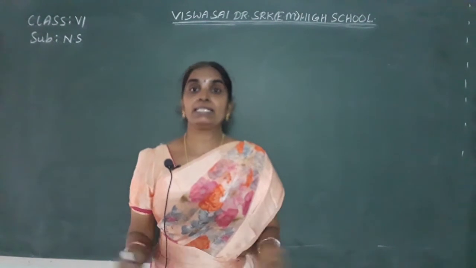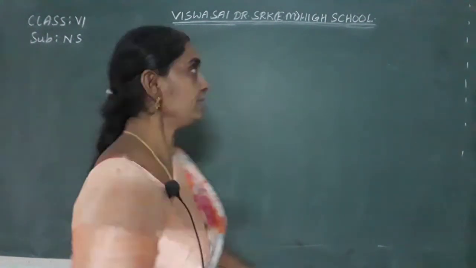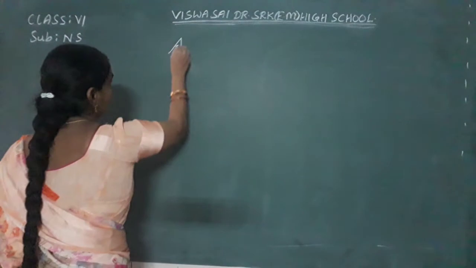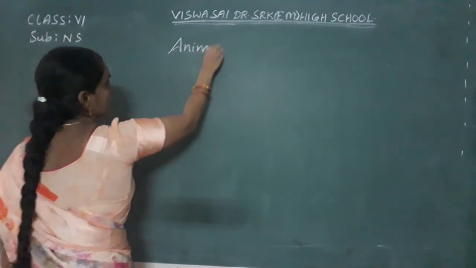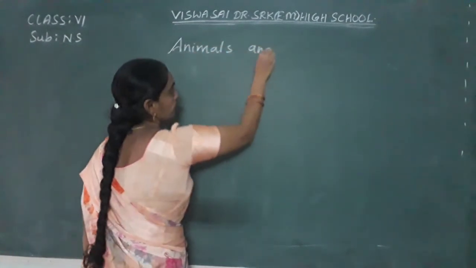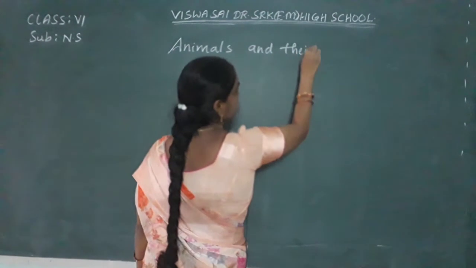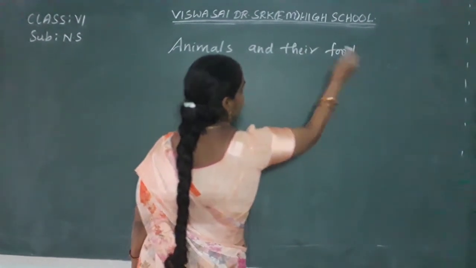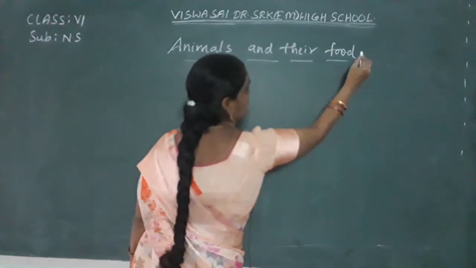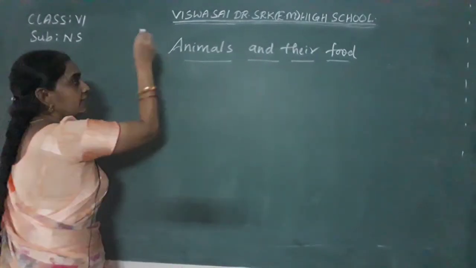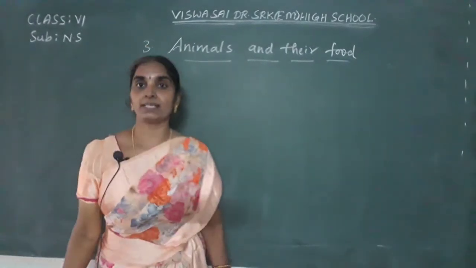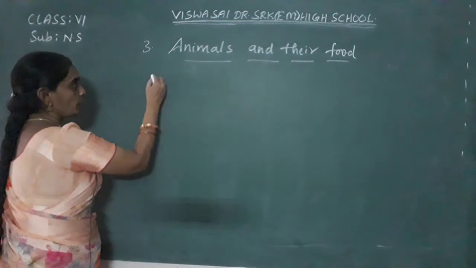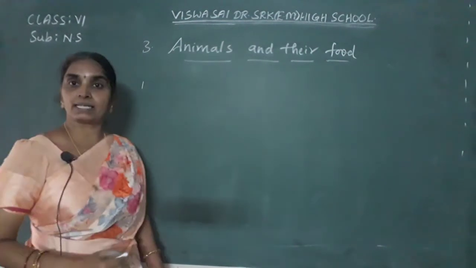Okay children, let's start our new lesson. What is it? Animals and their food. What is the name of the lesson children? Animals and their food. Okay, so this is the third lesson of your state syllabus. What are the topics that we are going to cover in this lesson now?